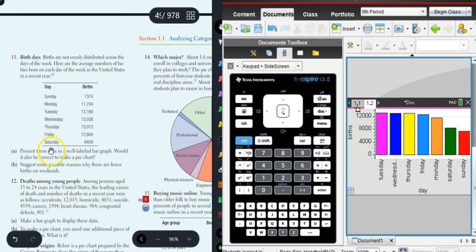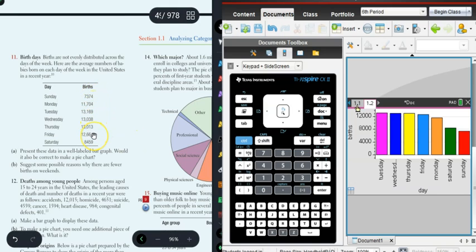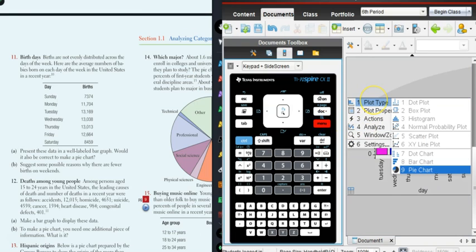So going back to number 11, would it also be correct to make a pie chart in this data? So what do you think about making a pie chart with this data? Well, this actually would be appropriate to make a pie chart for this. And the reason is we're looking at the births on the days per week. So we're looking at how many births occur in a week, and we're breaking it down into how many occurred each day. Remember, pie charts are parts of a whole. Parts of a whole.